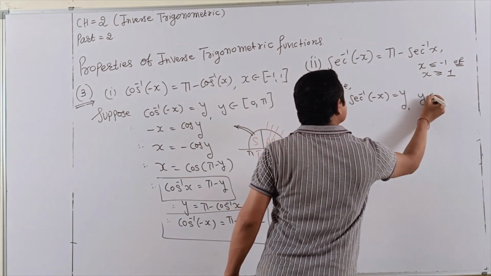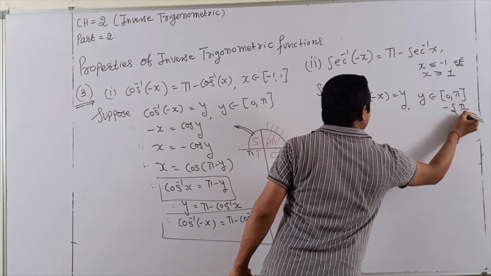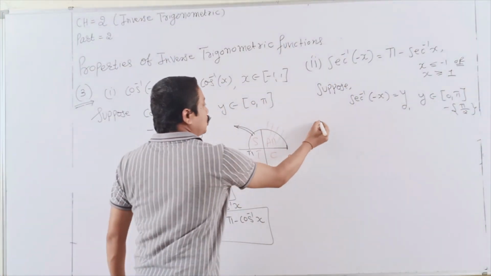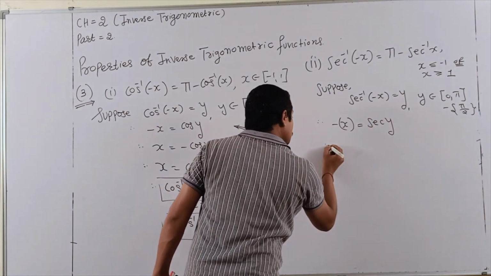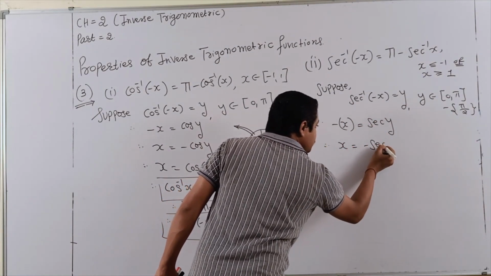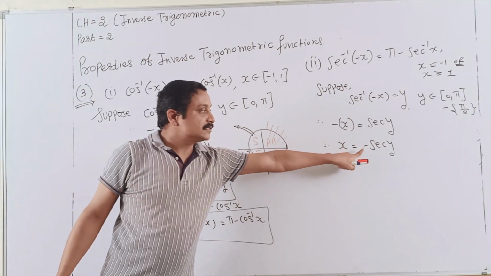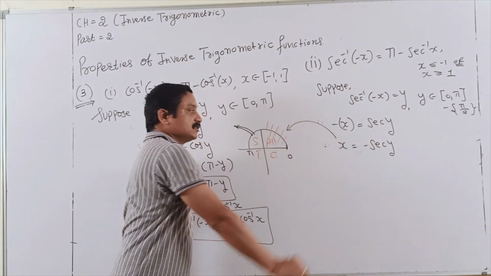So where y belongs to 0 to pi, minus pi by 2, that is the original range of the sec inverse function. So what is the minus x? It is sec y. So x becomes minus sec of y. And here the same principle is utilized, when the sec function is negative in this range.